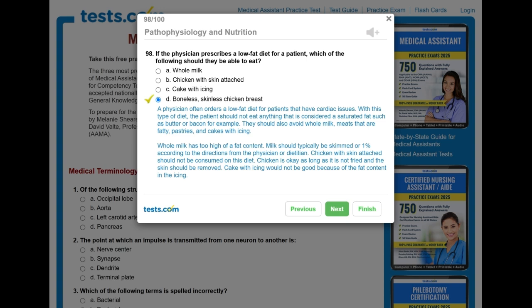A physician often orders a low-fat diet for patients that have cardiac issues. With this type of diet, the patient should not eat anything that is considered a saturated fat, such as butter or bacon, for example. They should also avoid whole milk, meats that are fatty, pastries, and cakes with icing. Whole milk has too high of a fat content. Milk should typically be skimmed or 1% according to the directions from the physician or dietitian. Chicken with skin attached should not be consumed on this diet. Chicken is okay as long as it is not fried and the skin should be removed. Cake with icing would not be good because of the fat content in the icing.